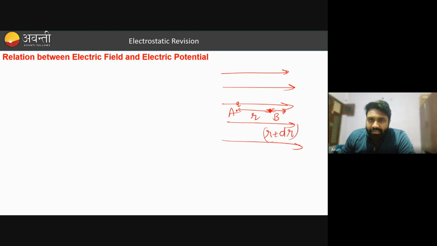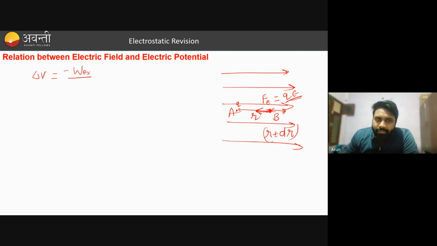Okay, there is a force, F electric, which is QE, acting on this. So we have to do the work against this. Okay, so finally the relation that we will get is nothing but, you can see that delta V is nothing but the minus of work done by electric force divided by charge.